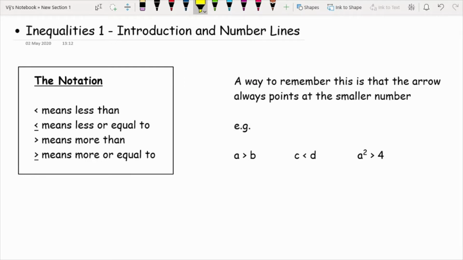So when we're looking at inequalities, it's important that we know and understand what these symbols mean. So here, when we've got an arrow pointing to the left, that means less than. When we've got a little line underneath it, it basically means it's less than or equal to. And when it's facing the right, with no line, it means it's more than. And when it's facing to the right and it's got a line underneath it, it means it's more than or equal to. Now, it's important you understand what the directions mean as well as what the symbol means.